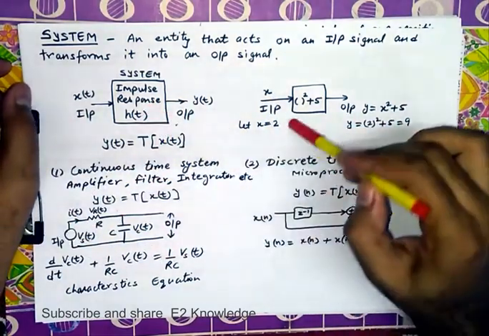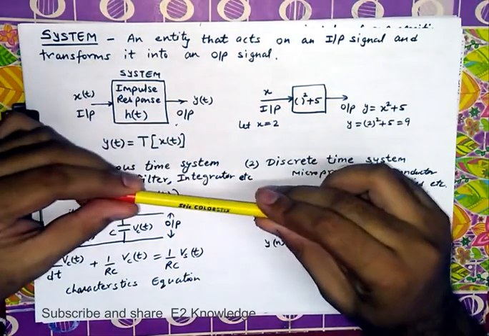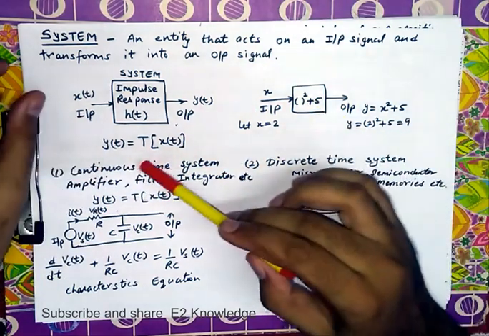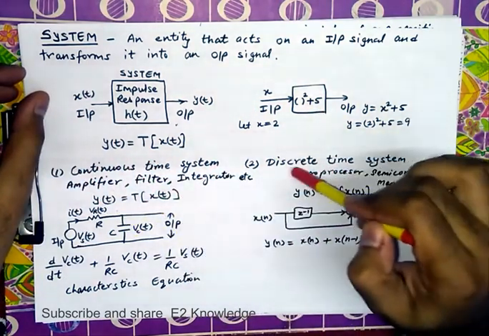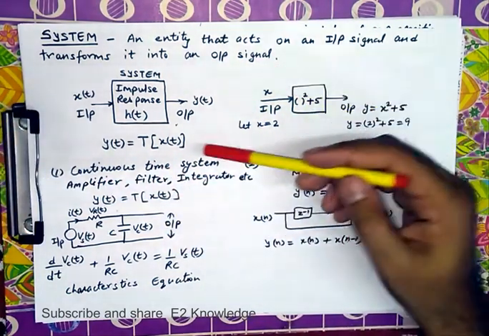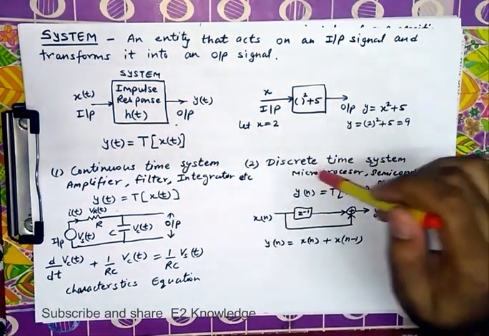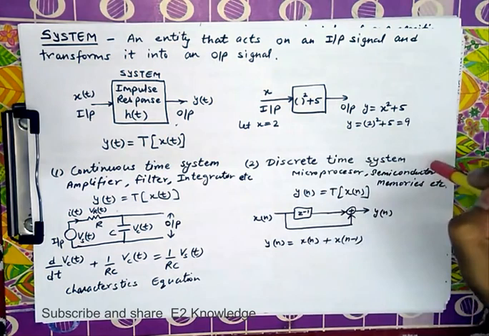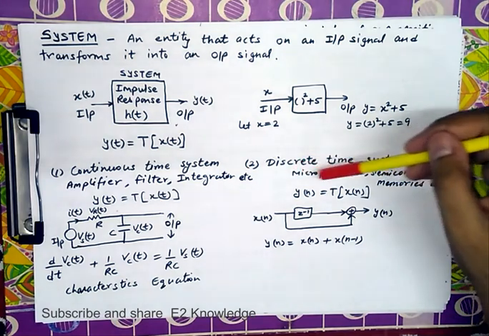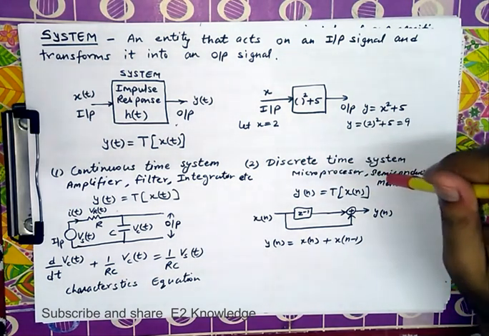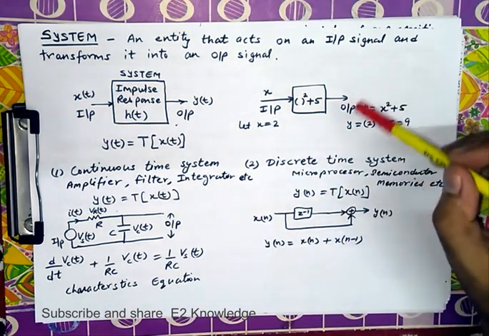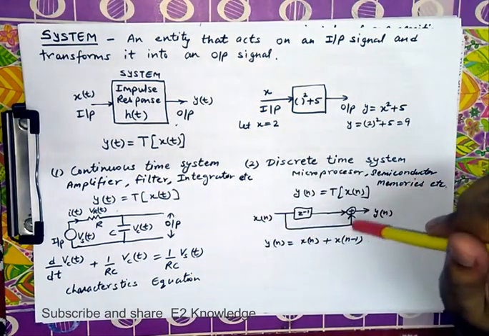Okay, so this is the representation of a system. Now on the basis of operation in the time domain, we can divide systems broadly into two parts, that is continuous time system and discrete time system. For example, amplifiers, filters, integrators, differentiators may be put in continuous time domain systems. Similarly, microprocessors, semiconductor memories, registers, and so on, which have discrete values, can be studied in discrete time systems. Also, there are digital filters which are in discrete time systems, and there are analog filters we are talking about.